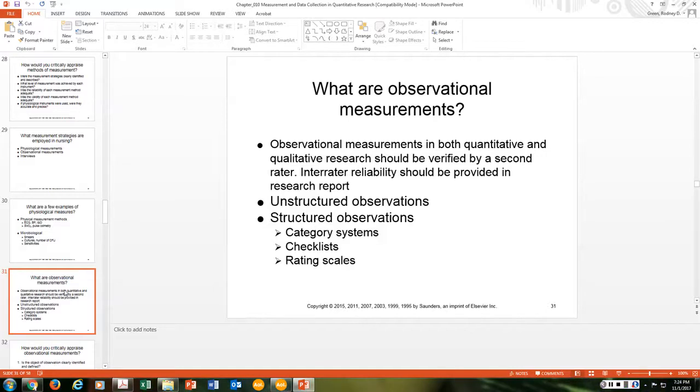What are observational measurements? So observational measurements in both types of research, quantitative and qualitative, should be verified by a second rater. So we're back to this concept of inter-rater reliability. And inter-rater reliability, that number should be provided in the research report. So we have unstructured observations and we have structured observations, right? So with unstructured observations, the researcher would be observing, speaking to someone, letting that person speak back to them, right? And that's their data. But in structured observations, there's some category system in operation, there's some checklist, some rating scale.